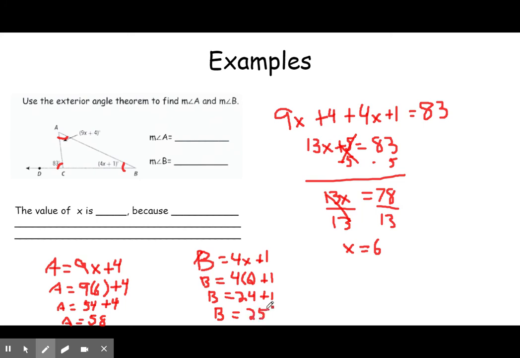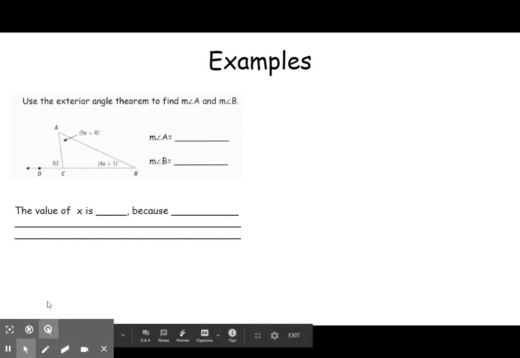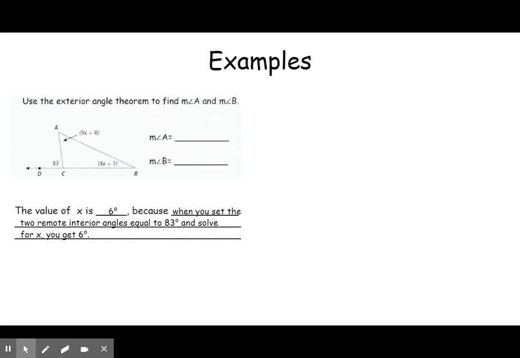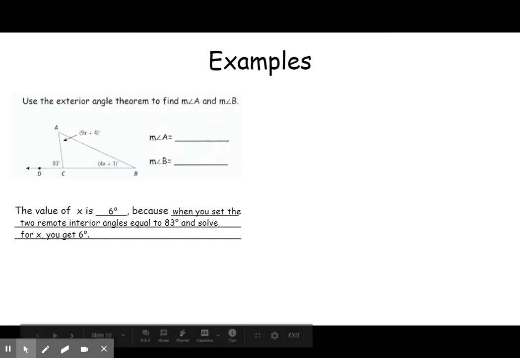All right, so angle A was 58 and angle B is 25 because, again, we solved for x and just plugged it in to our expressions. All right, so I'm going to erase this and let's check and see if that is correct. All right, so the value of x is 6 because when you set the two remote interior angles equal to 83 and solve for x, you get 6. Incredible.